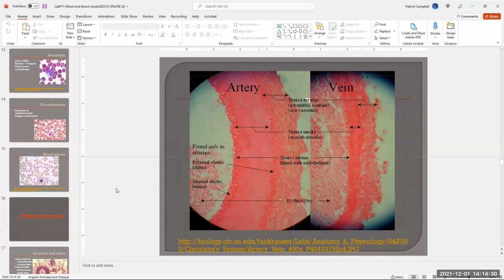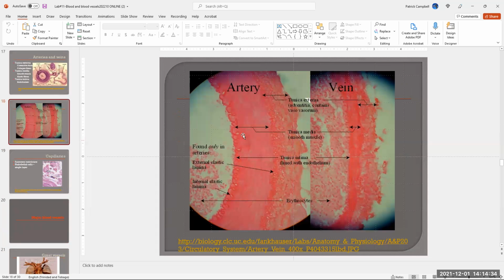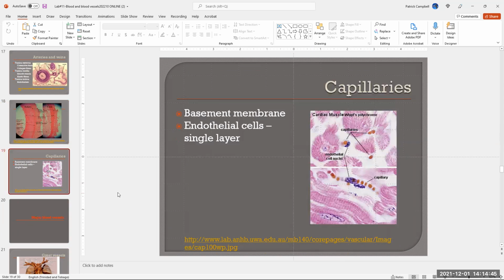All right. So do take note, that's the differences there. Artery and vein: if you're given this image and you're asked to differentiate between the two, which one is the artery and which one is the vein, you should be able to tell the difference between them. Similarly with this one, you should be able to tell what type of blood vessel we're looking at, and it's a capillary.